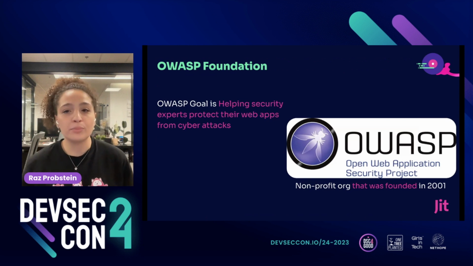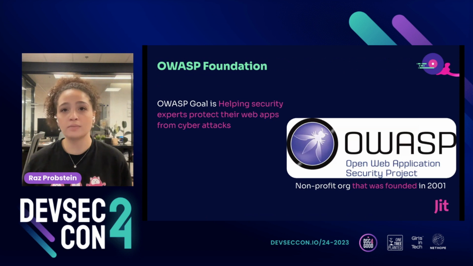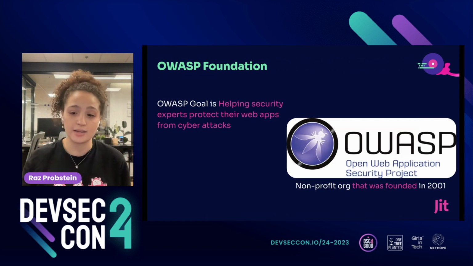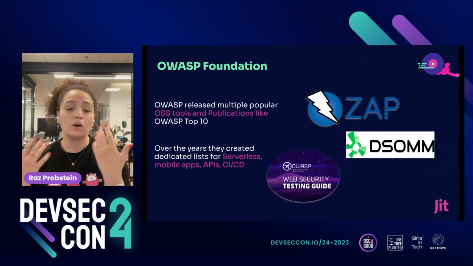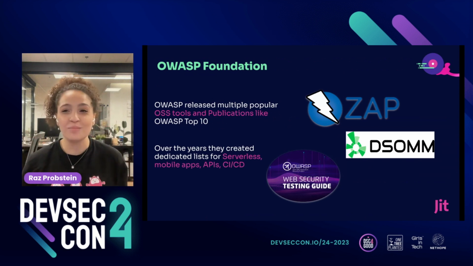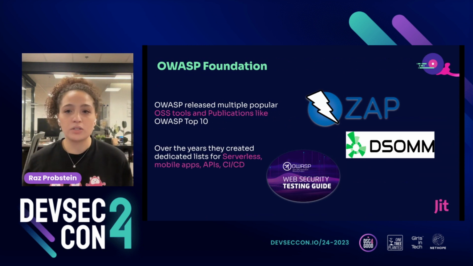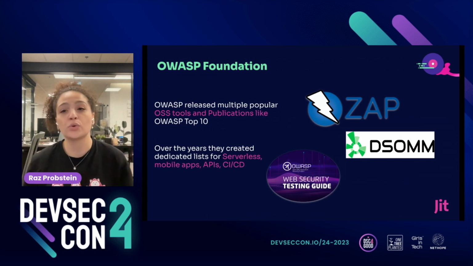I do want to give you a bit of background on OWASP. So OWASP is a nonprofit organization that was founded in 2001 with the simple goal of helping security experts protect their web applications from cyber attacks. They released multiple popular open source tools like ZAP, and they also released some key publications like DSOMM and the OWASP Top 10 list. They've been updating this list yearly since 2003, and this list offers ranking and some remediation guidelines for the top risks for web applications. With the years, they created even more dedicated lists for serverless apps, mobile apps, API, CI/CD pipeline, and so much more.